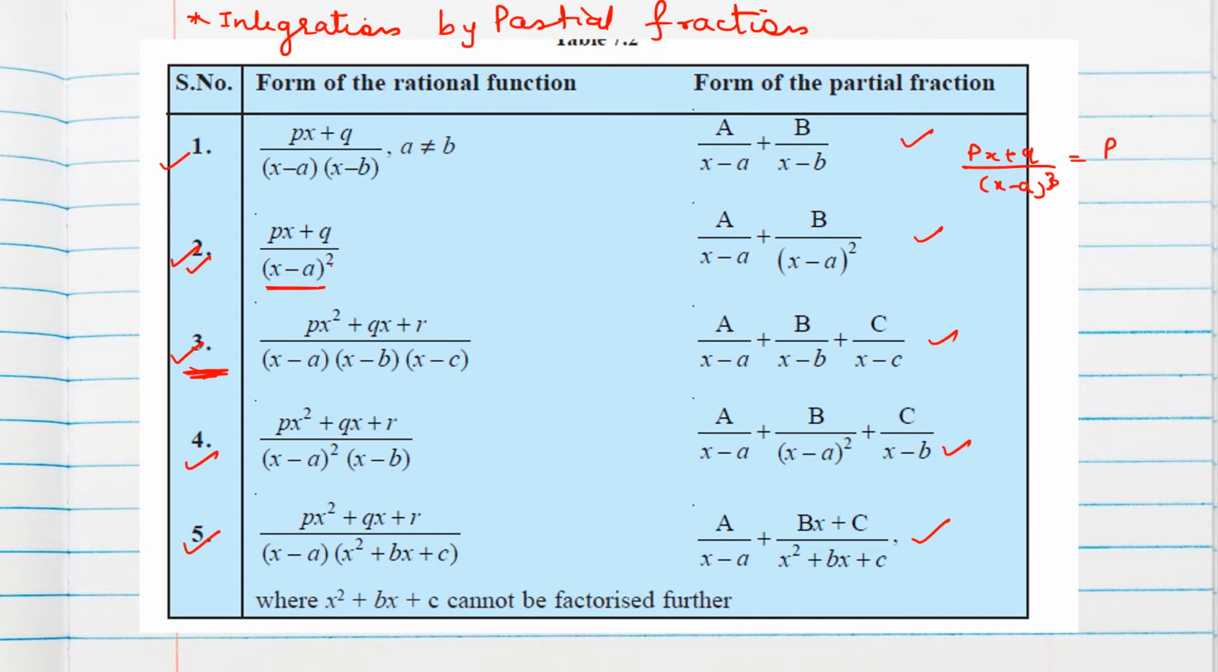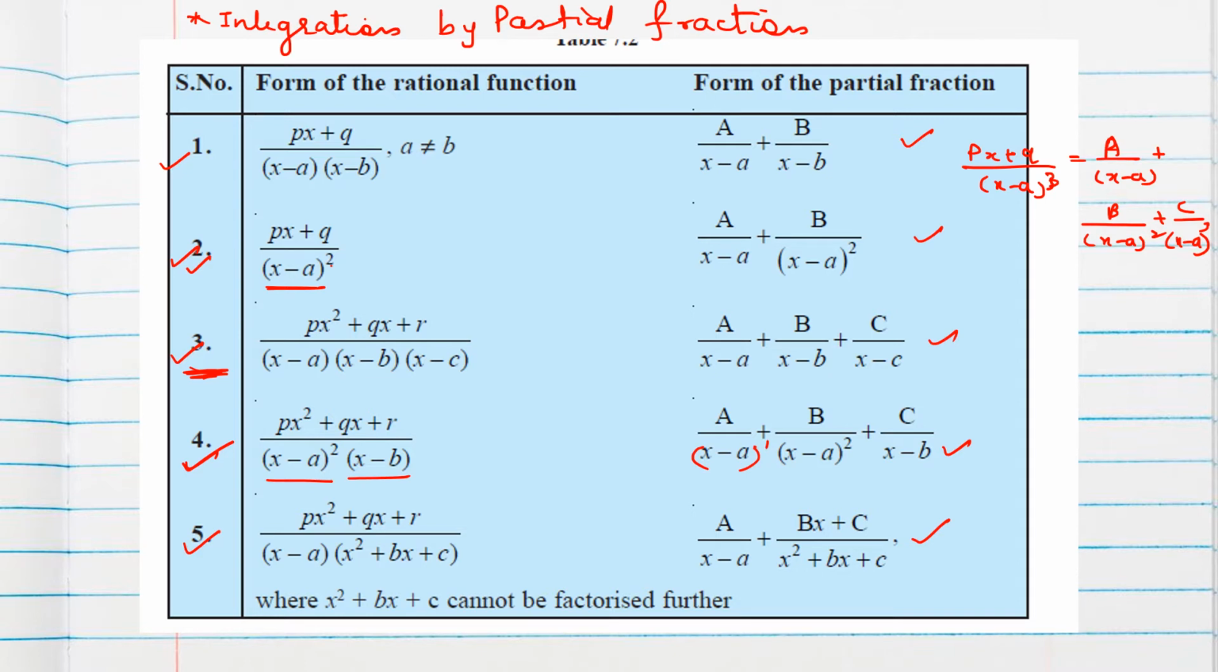At that time you can write A by (x minus a), B by (x minus a) square, and C by (x minus a) cube, and so on. Suppose power 4, so you can add one more variable, but that won't be in your syllabus. They won't give that type of questions. Okay, now in the fourth one you can see one bracket is repeating and one is a different bracket. So you can start with one power, then the second power, and C by the second bracket.